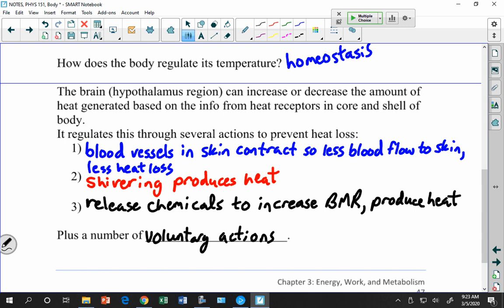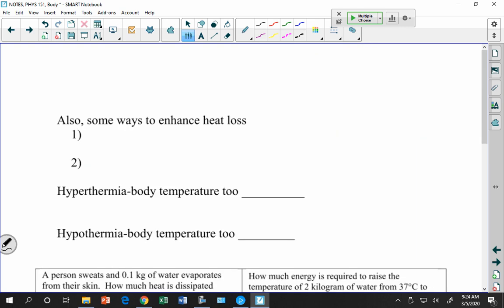There are also some ways to enhance heat loss that your body does involuntarily. So to have more heat loss, if contracting of blood vessels conserves heat, what else could your body do? Right, they could dilate. So the skin blood vessels will dilate. That allows more blood to go to the surface of the skin, and so your skin is a lot warmer, and it releases that heat to your surrounding environment. You can also sweat, and those are involuntary.